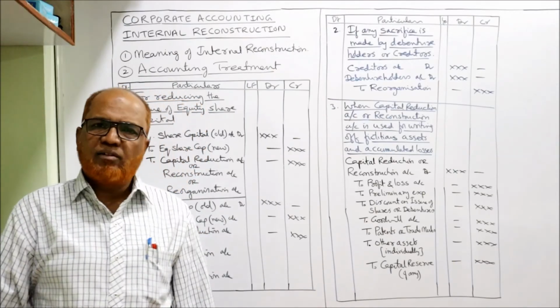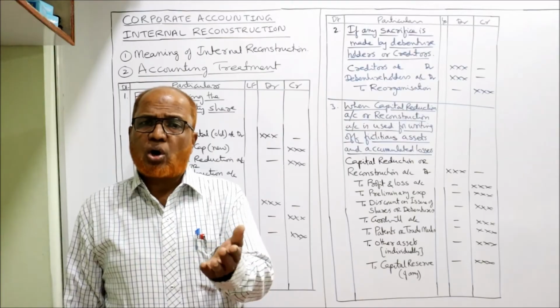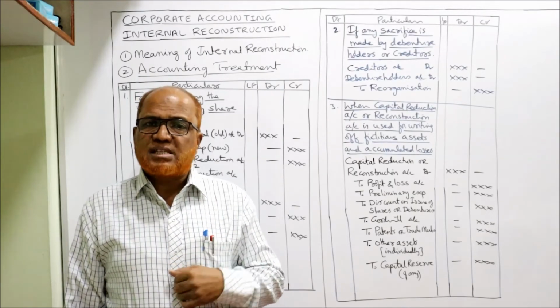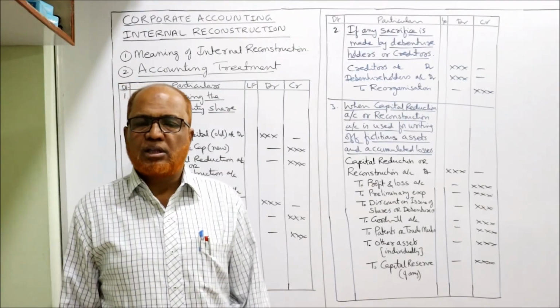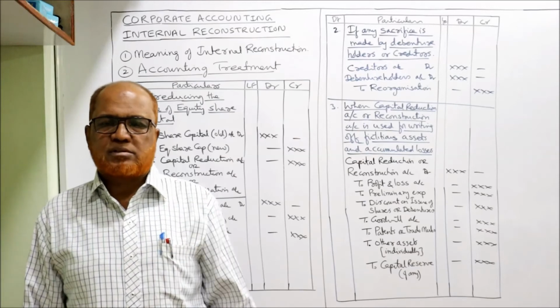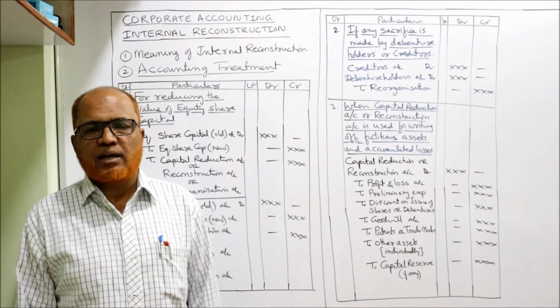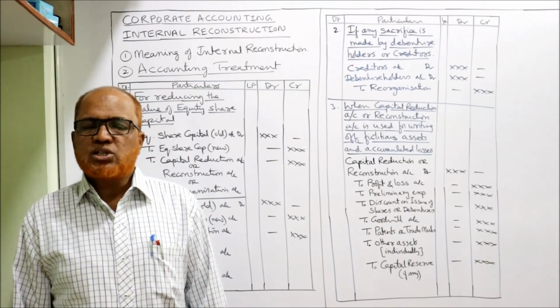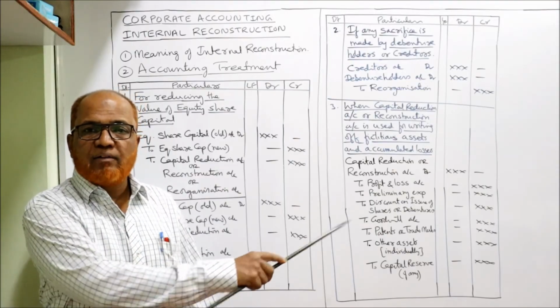To other assets individually. Other assets are building, machinery, stock, debtors. If the company feels that other assets are also not showing true value in the balance sheet, they want to reduce. Example, the building value was shown in the balance sheet as 20 lakh rupees, but the company feels that its real value is not 20 lakh, it's 15 lakh. So 5 lakh rupees we have to reduce from building. So to Building 5 lakh.